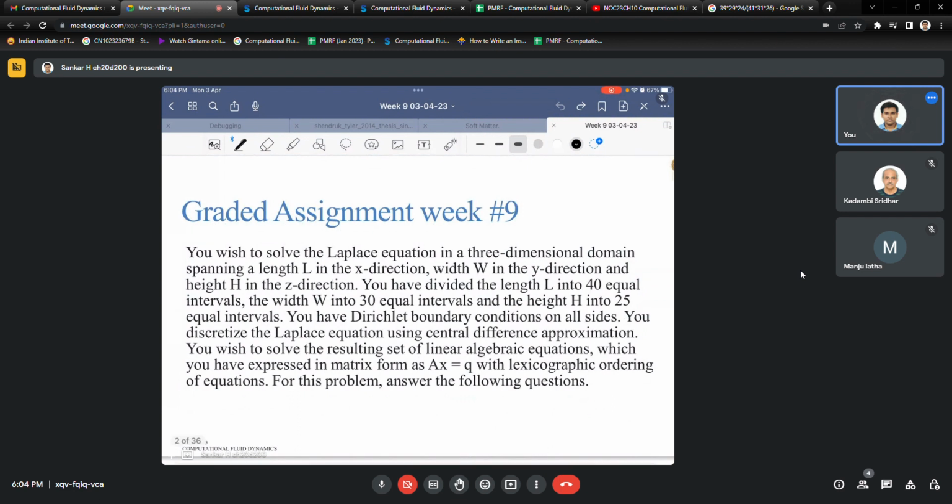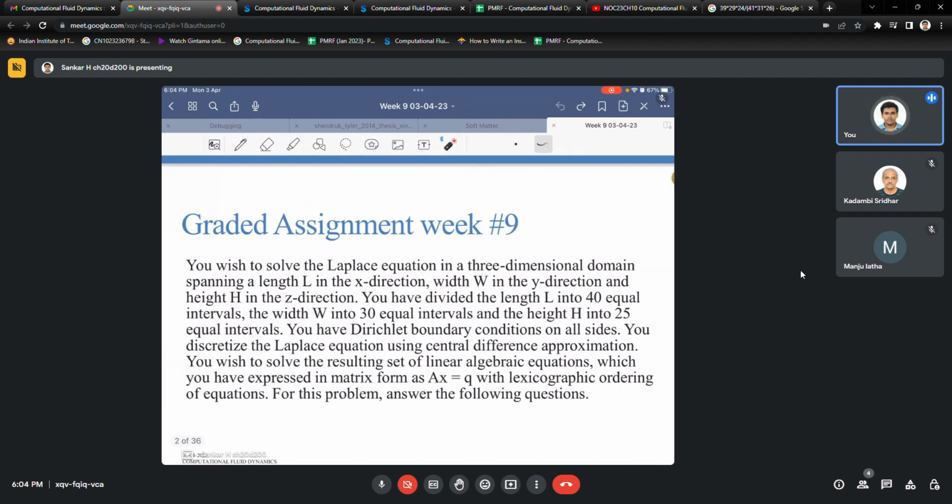Let's get started with the graded assignments of the previous week, which deals with the solution of Laplace equation in the three-dimensional domain, which spans the length of L in the x direction, W in the y direction, and H in the z direction.